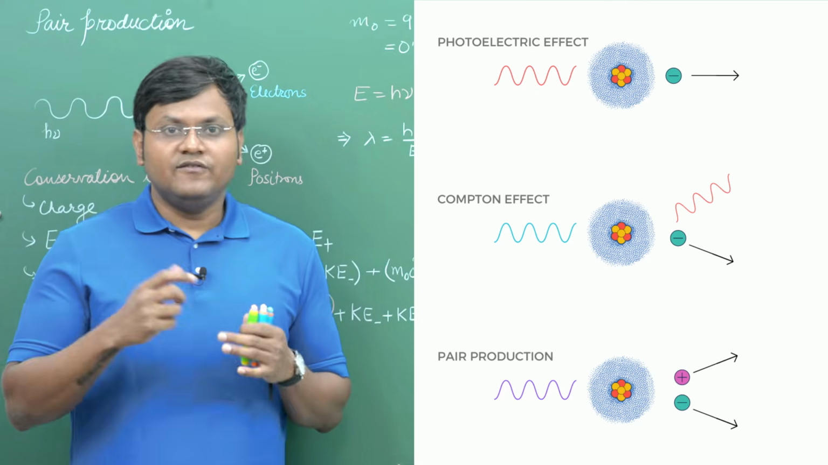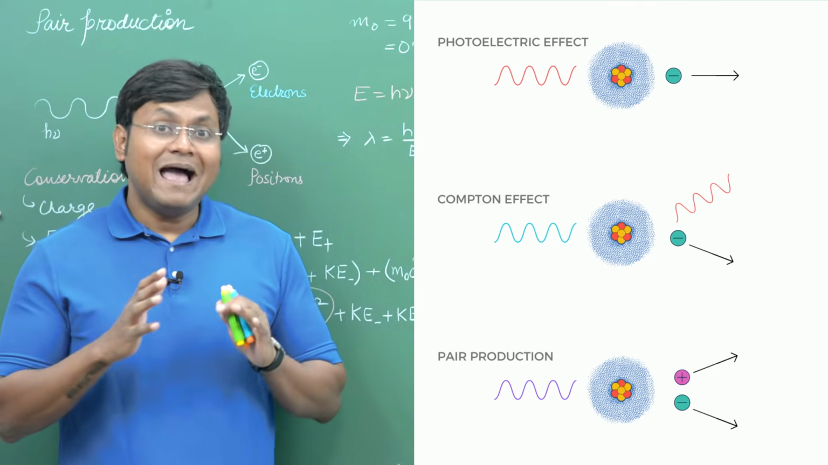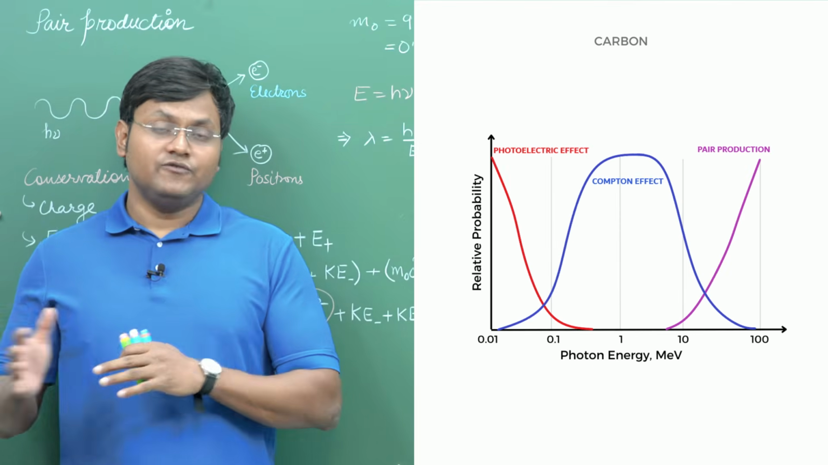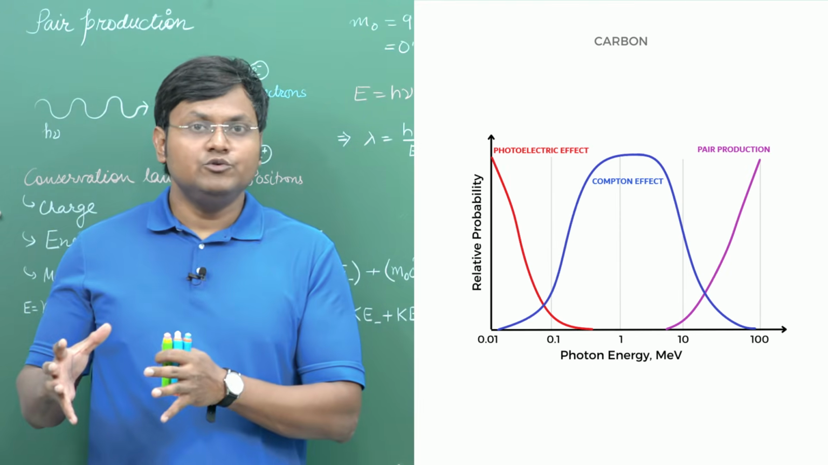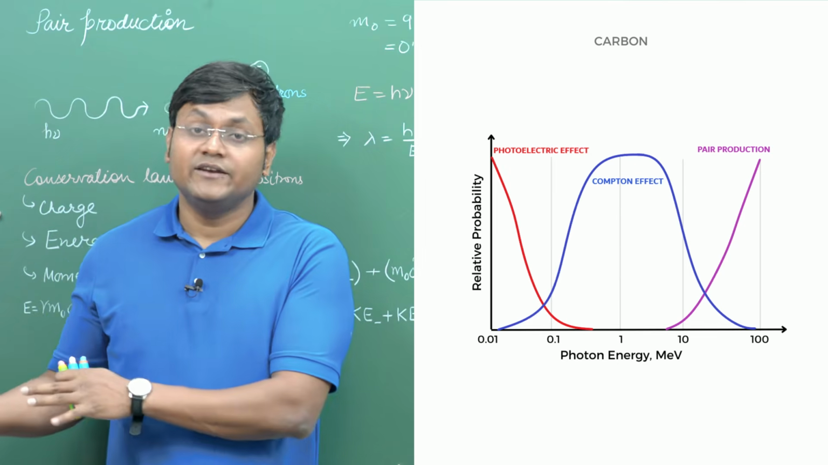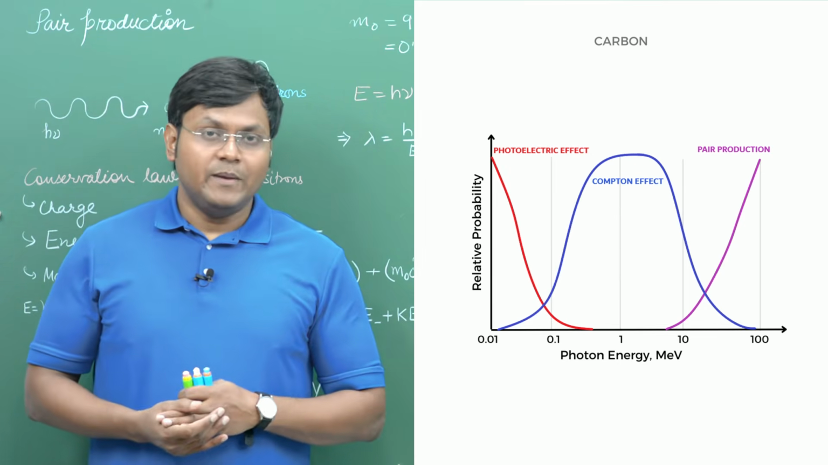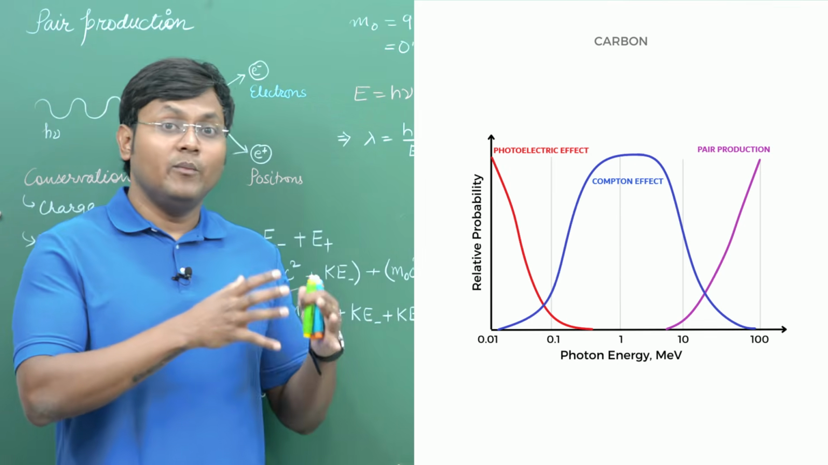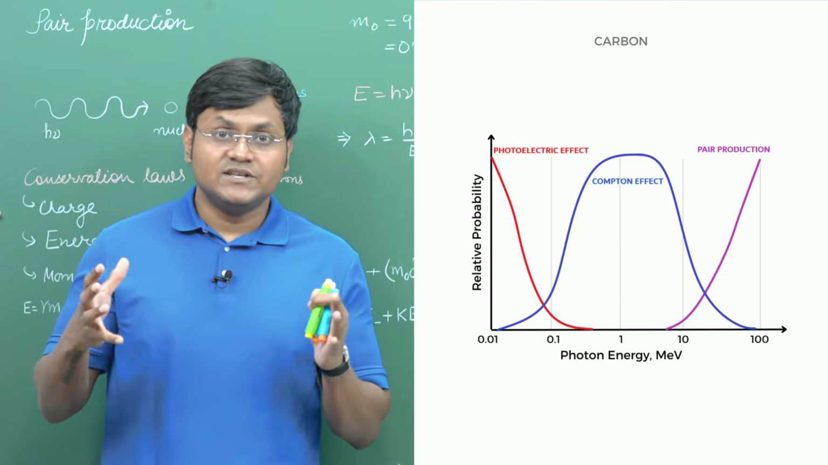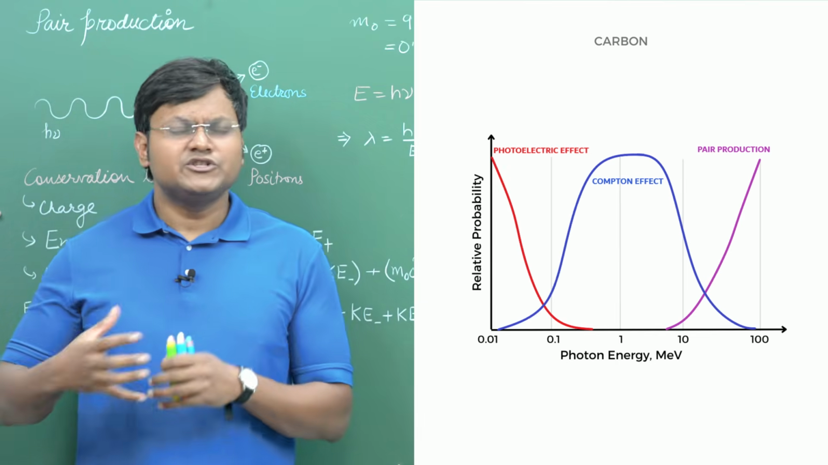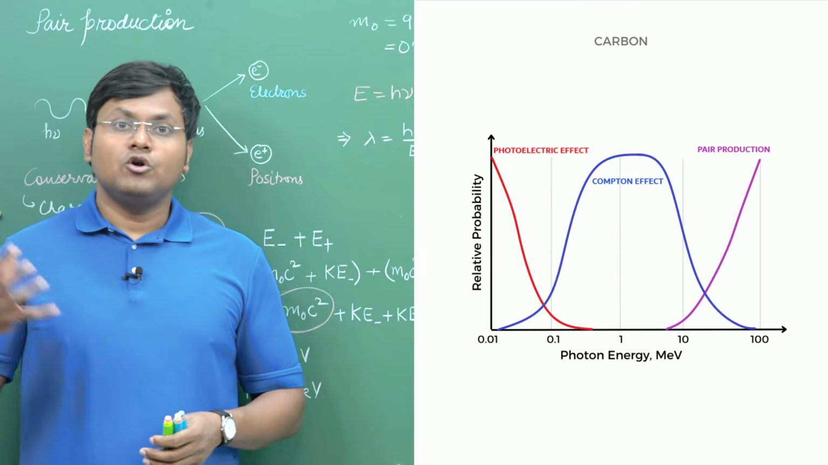Now all these three phenomena happen, but they happen for different energies, right? For low energies, you see the photoelectric effect. For medium to high energies, you see the Compton effect. For extremely high energies, you end up seeing pair production. So the photoelectric effect is dominant for low energies, the Compton effect is dominant for mid energies like X-rays, etc. And pair production is dominant for extremely high energies like gamma radiation and cosmic radiation.